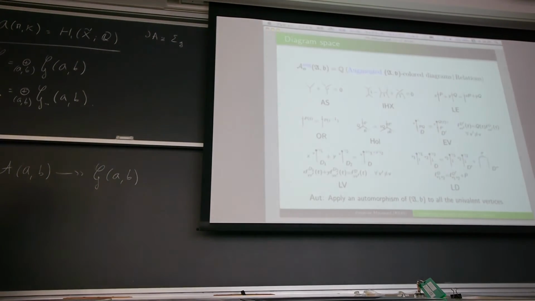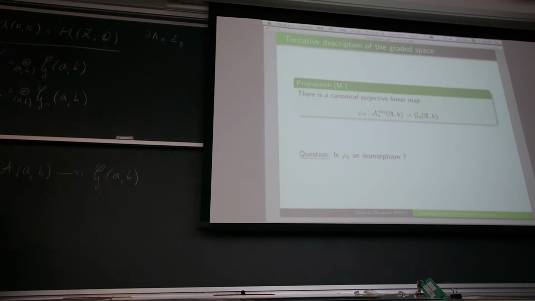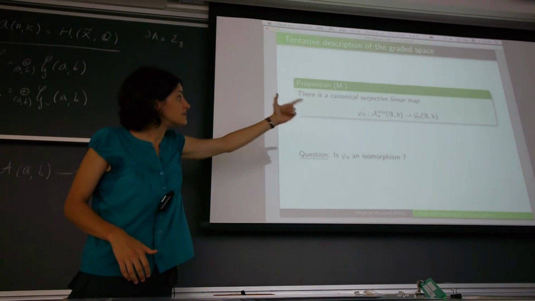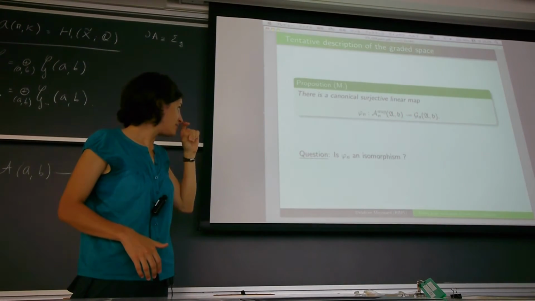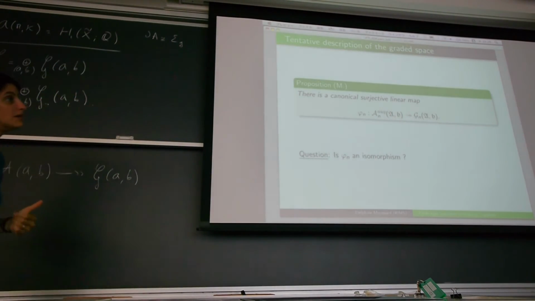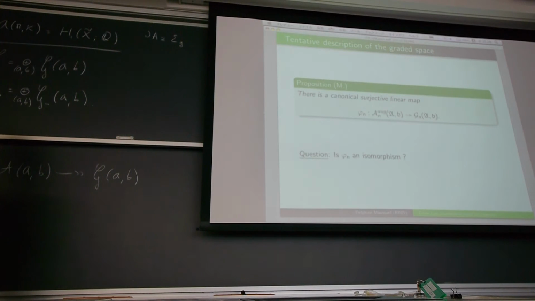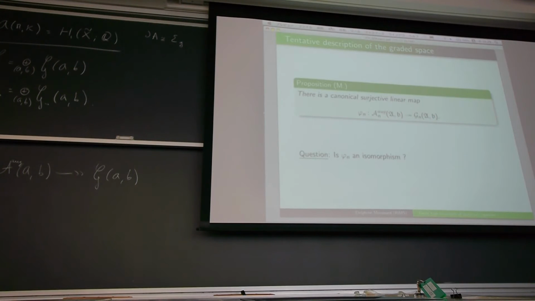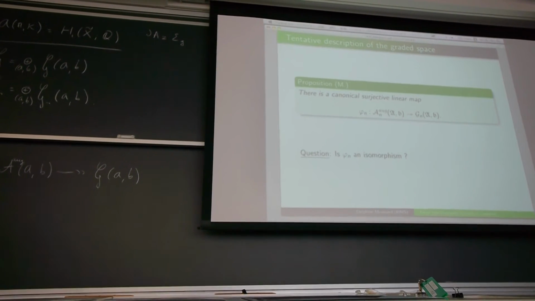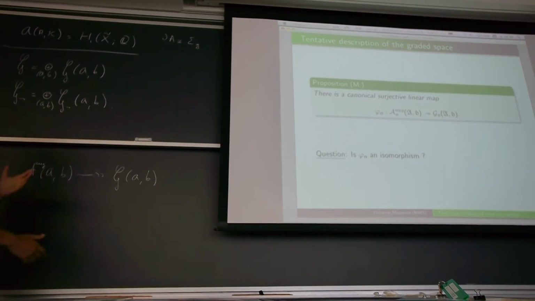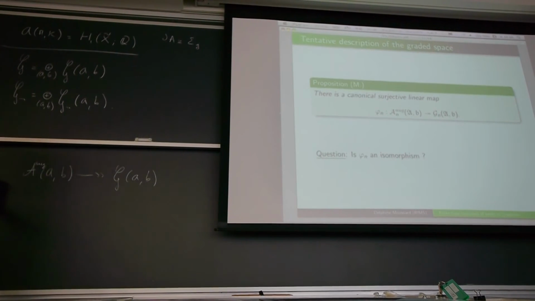And with all this data, we obtain a diagram space with a surjective canonical map onto the graded space G. So it's indeed the augmented version which appears there. I will try to give an idea of how we define such a map.